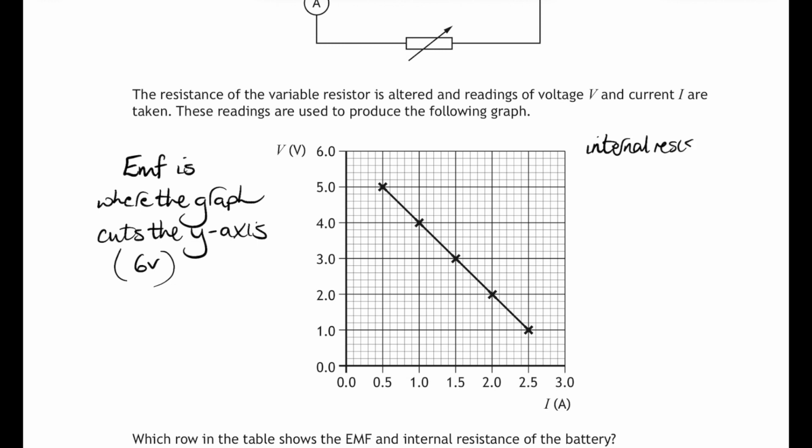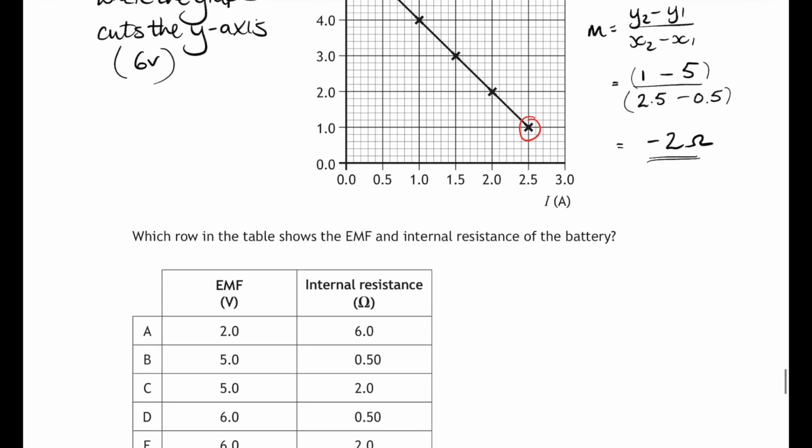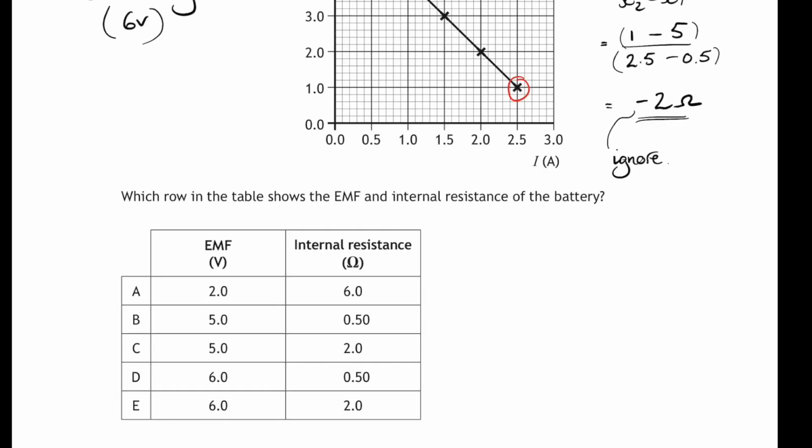And you can find the internal resistance by working out the gradient of the line. So if we just pick 2 points there, so let's just pick our 2 extreme points. Then if we do y2 minus y1, that's 1 minus 5 over x2 minus x1. That's 2.5 minus 0.5. And you do that in your calculator, you'll get a gradient of negative 2. Now it's the magnitude of the gradient that's the internal resistance. So ignore the minus sign. The internal resistance is 2 ohms. So your EMF is 6 volts, internal resistance 2 ohms.